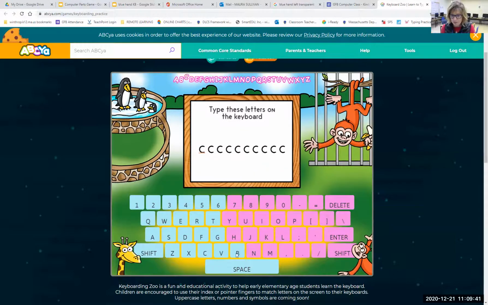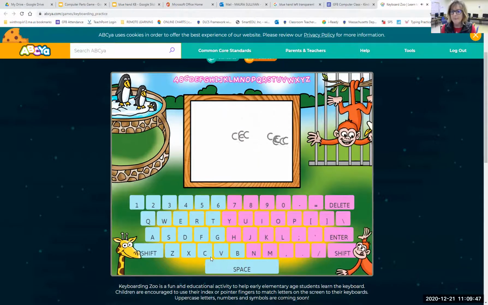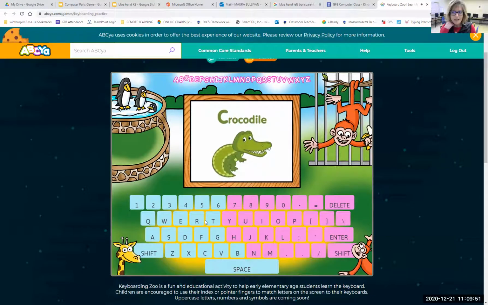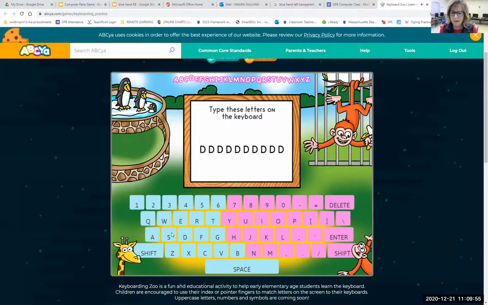It's at the bottom row, just like B was. C. C will be. C is for crocodile. I was thinking cat, but they gave us a crocodile. All right, here comes my last letter for today, boys and girls.